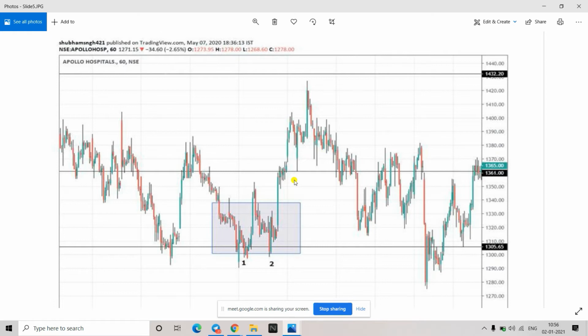So this is double bottom. See, double top and double bottoms you can find out on charts. You can find it on any time frame, daily, 4 hours, on 15 minutes also you can find out sometimes.